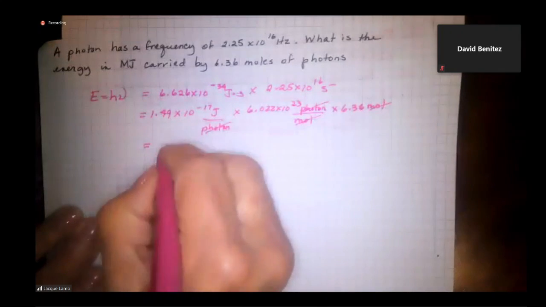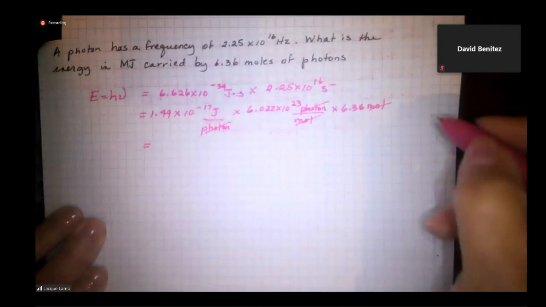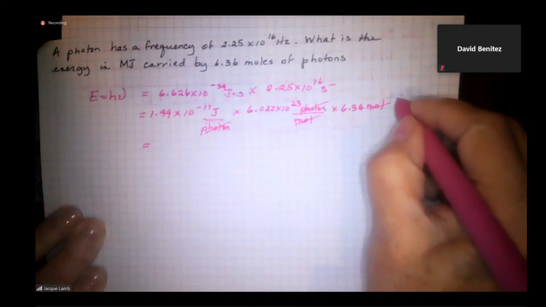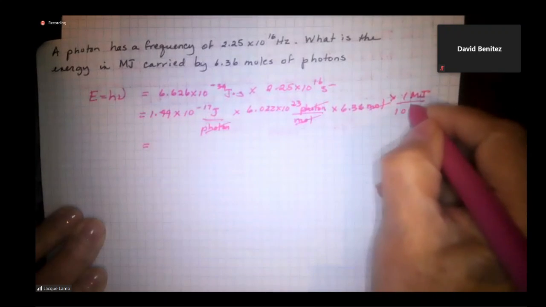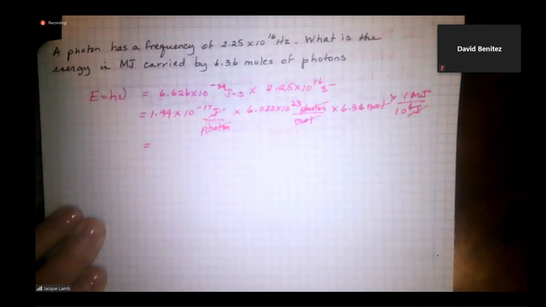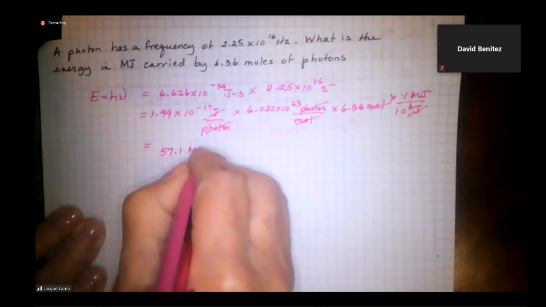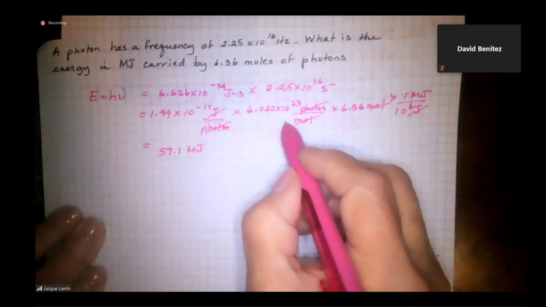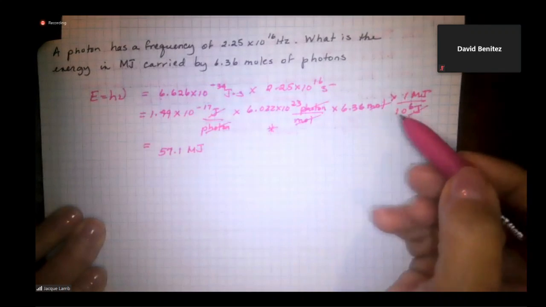And my answer here is, excuse me, I actually have to have another term, I apologize, but that other term is 1 megajoule per 10 to the 6th joules. So joules will cancel and I'll end up in megajoules. And it ends up with 57.1 megajoules. So the step that was most often missed in this was multiplying by Avogadro's number.